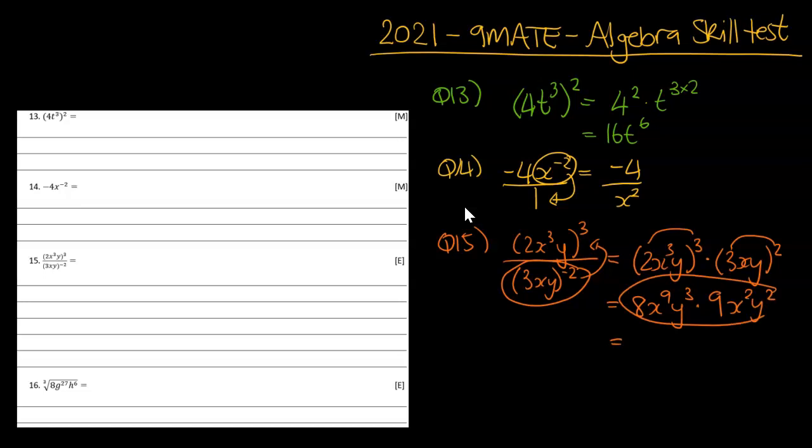We then are left with just a multiplication scenario. So we're going to deal with the numbers first. 8 times 9 is 72. Then the x's, x to the power of 11, and then the y's, y to the power of 5.